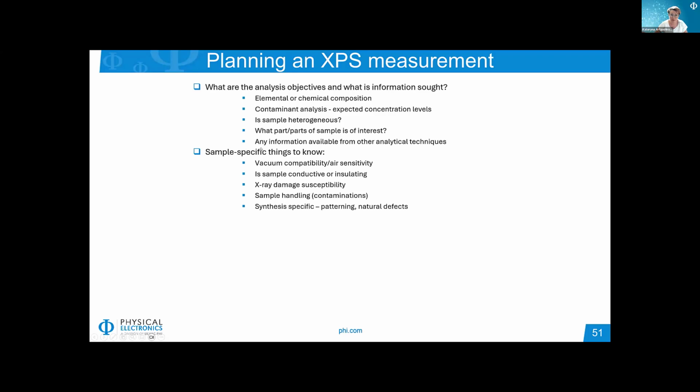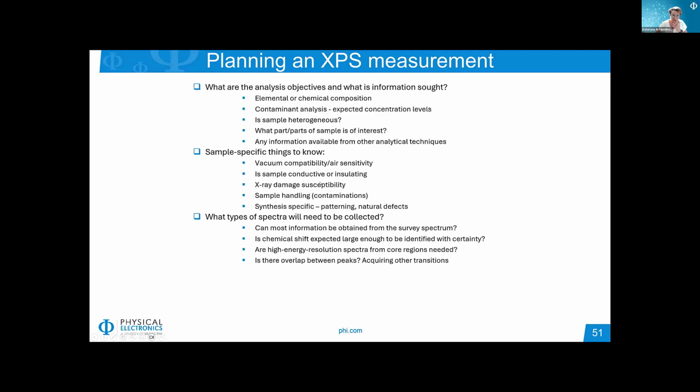Some sample-specific things to know: Is the sample air sensitive, so that you really need to use some special tools? What is the vacuum compatibility? What is the sample conductivity, which will define whether you need to use neutralization? Is the sample maybe susceptible to X-ray damage? Then the time of analysis becomes an issue. How was the sample handled, is there something specific related to synthesis, and are there natural defects or patterns that you need to know about?